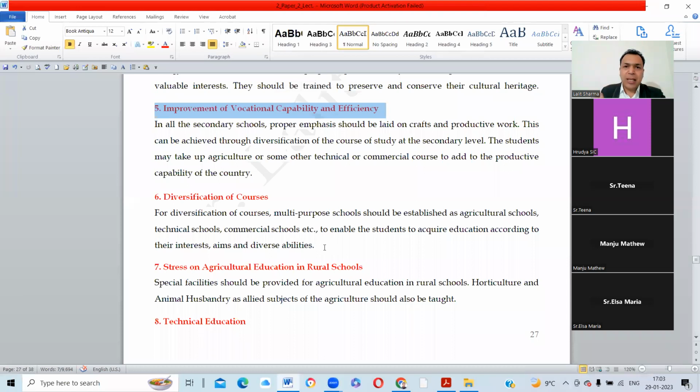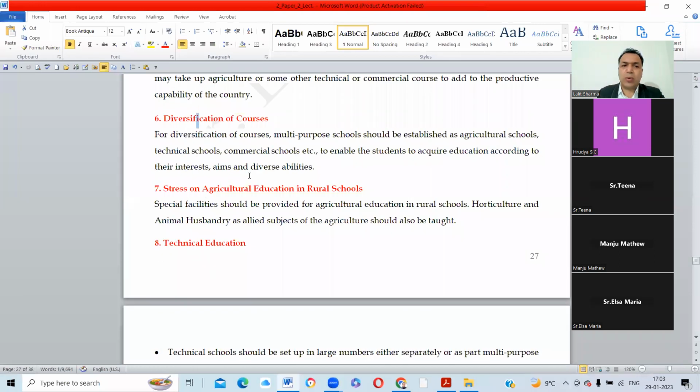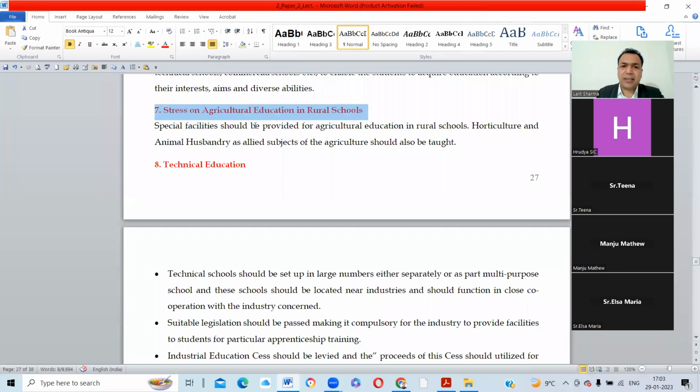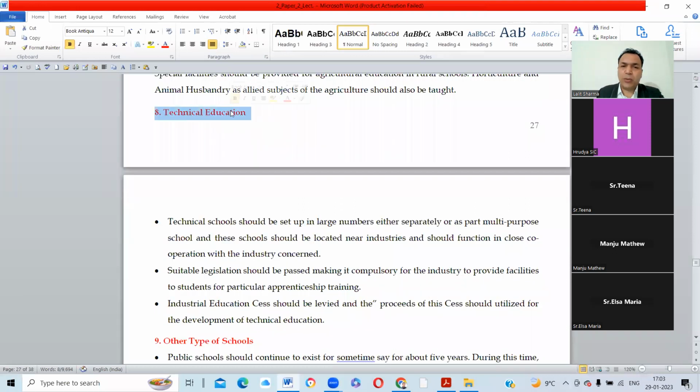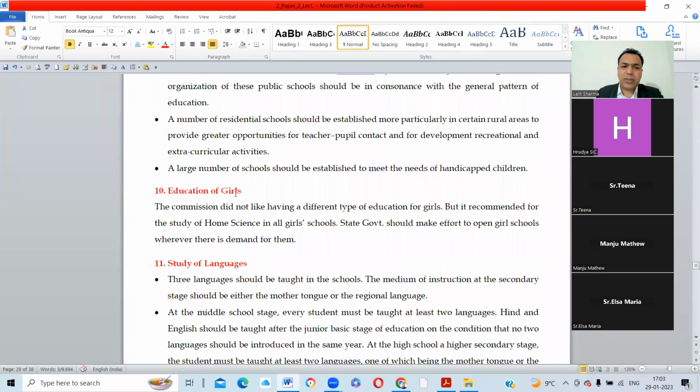See, because once the student gets primary education, now in secondary education he should have some vocation so that after school he can earn his bread and butter. Diversification of the courses, stress on agriculture education, rural areas, technical education, other types of schools, education for girls, study of language. At that time, we are talking about 1952-53. So today, a lot of things we have achieved. Almost 80-90% of things we have achieved.